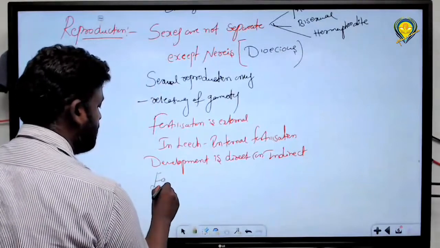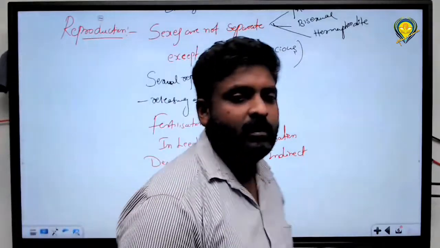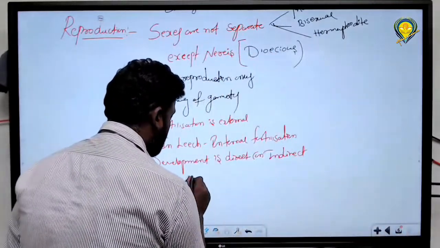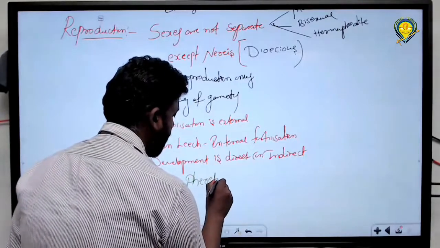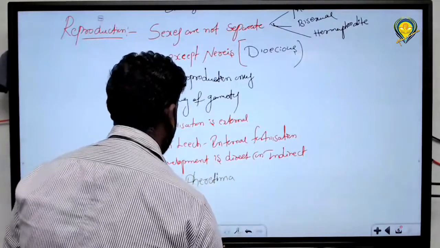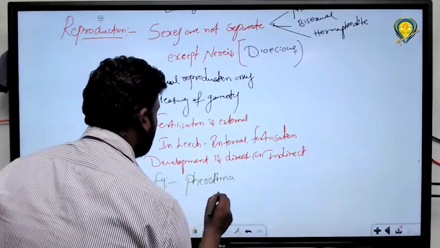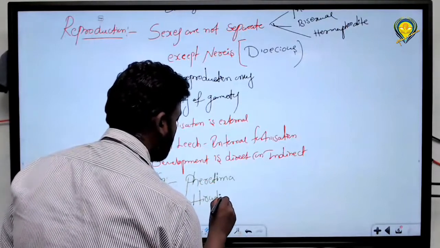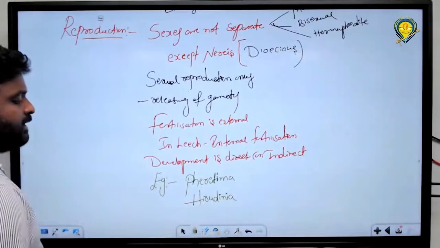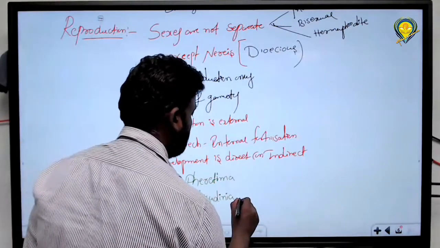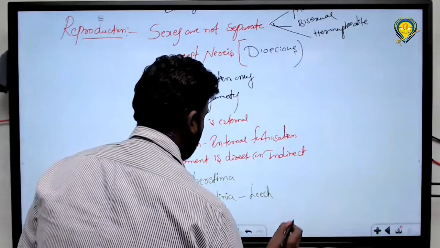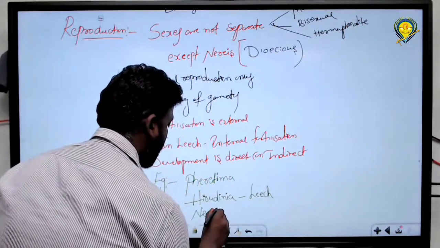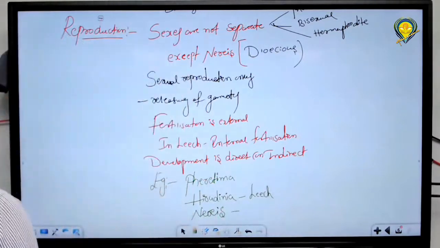Next one, let us discuss the examples of the annelids, right? First one, Pheretima posthuma, the Indian earthworm. Next one, Hirudinaria, right? So this is what? Very good, leech. And the last one, Nereis, also called sandworm or bristleworm.